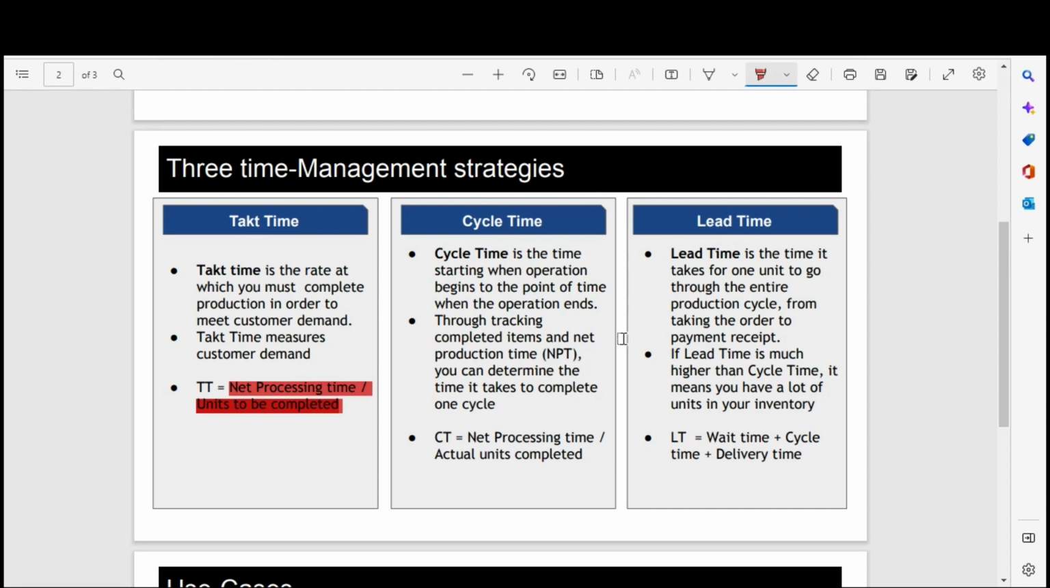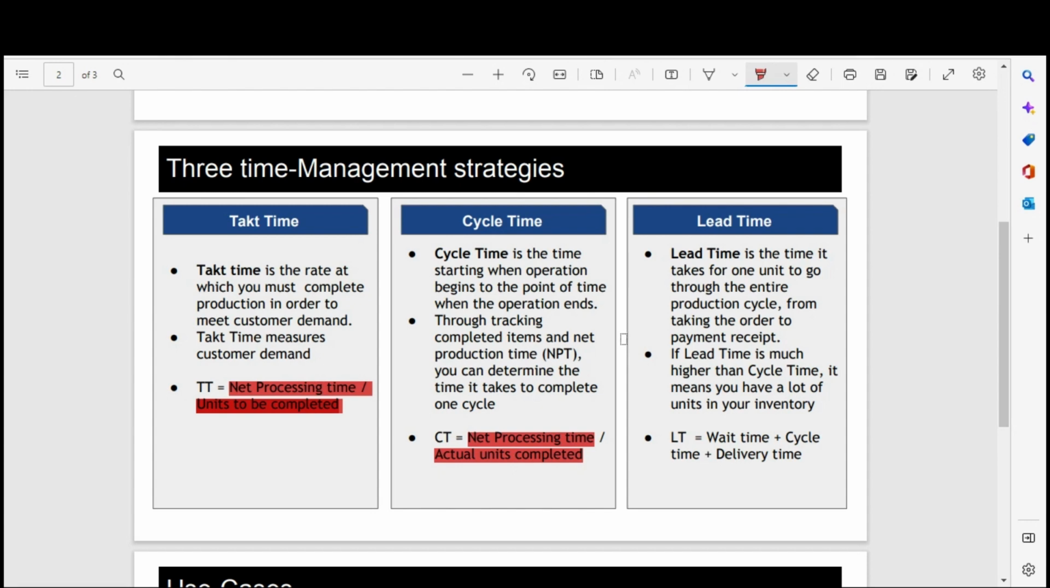And moving on to cycle time, there's nothing much different between takt time and cycle time. They are very close to each other, but instead of the number of units to be produced, we always consider actual units completed in the denominator. So takt time focuses on the number of units to be produced, while cycle time focuses on actual units that are already produced by the production team. This is the only primary difference. If you look at it, processing time still remains the same in the numerator, but in the denominator you see actual units completed. Let's quickly take an example.